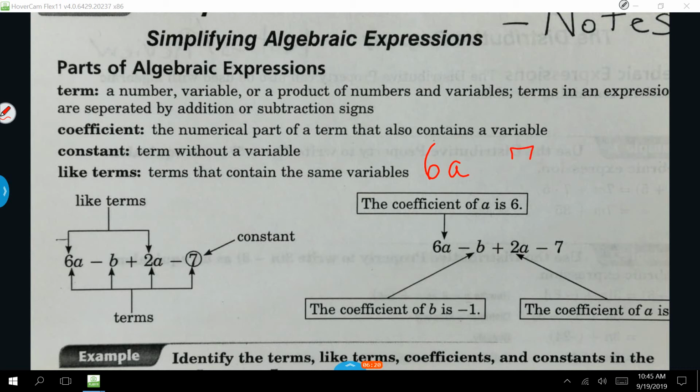Now 6a and 7a, you could add or subtract those depending on what they want you to do, because they're exactly the same. Sometimes they try to trick you. If you had 12 x squared y and then maybe a 14 xy squared, these are not the same. These are not like terms, because here the x is squared and you have a single y, but here you have a single x and a y squared. Not the same, you can't add or subtract them. Alright? So when we're talking like terms, they have to be exactly alike.